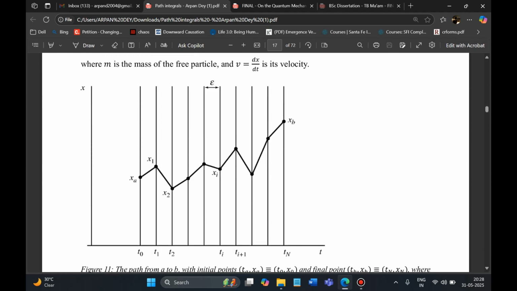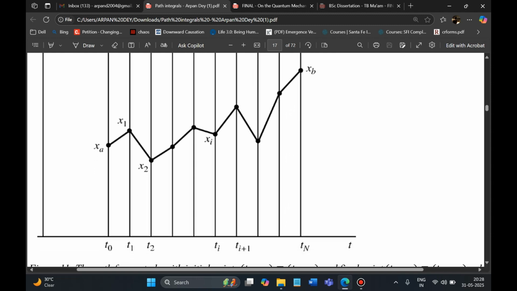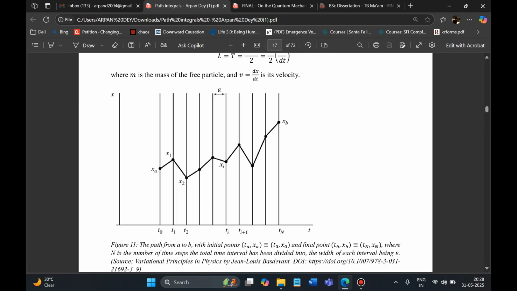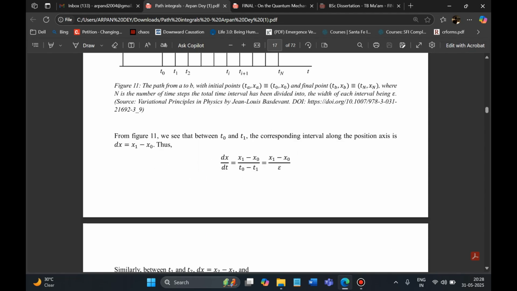See, this is t0, t1, t2, and so on till tn. So there are n time intervals. Let's say we are considering the ith time interval, this one, ti and ti plus 1, this line segment. When I say line segment, I am talking about this particular line segment for the ith time interval. And the corresponding x values will be xi and xi plus 1. And of course, all the time intervals are epsilon.